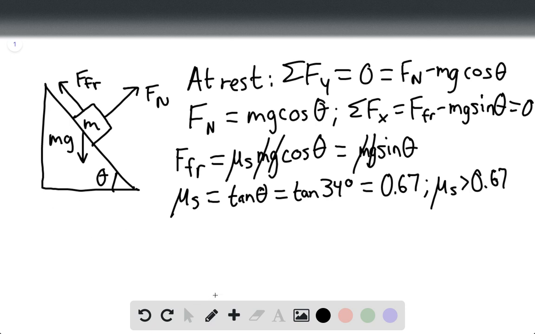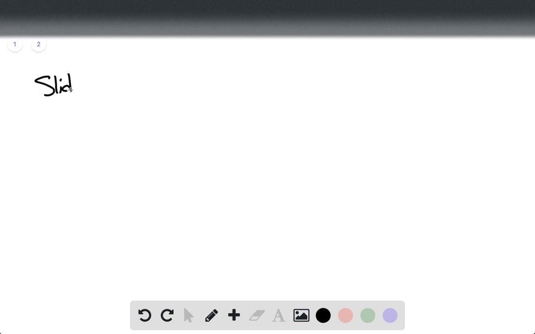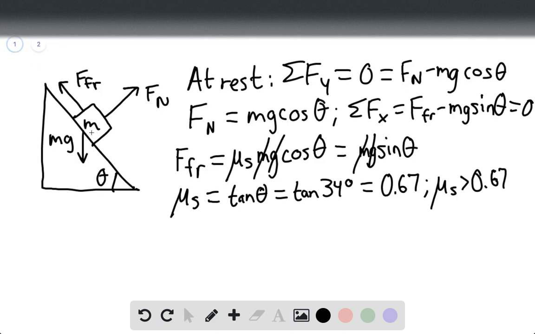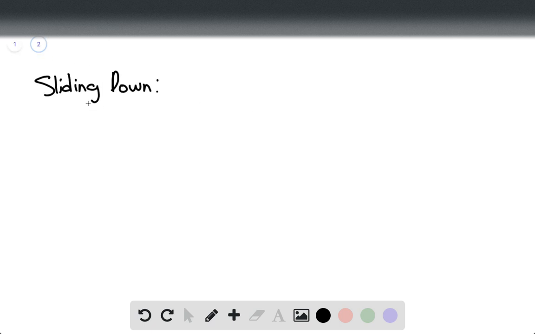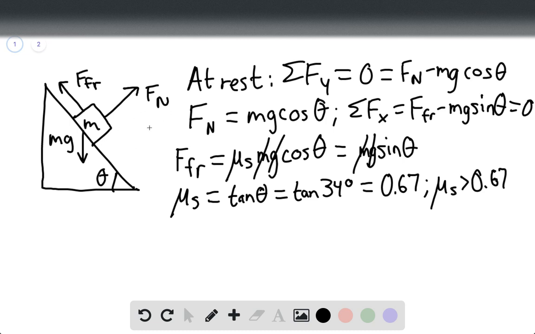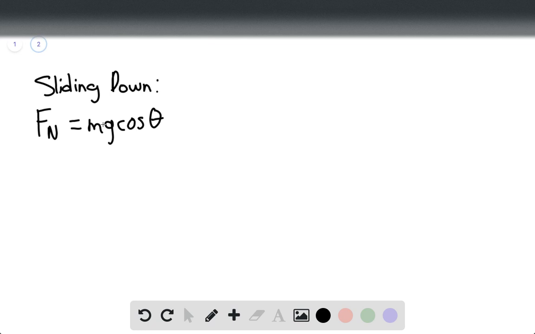Now, part B asks us, now it is sliding down. When it's sliding down, it's not as if the free body diagram changes in any way. The force of friction still is in the same direction, because again, we're still sliding down the incline. But here now, F sub N still equals mg cosine of theta, because there isn't any motion in the y-axis. That's how we're defining our Cartesian axes.